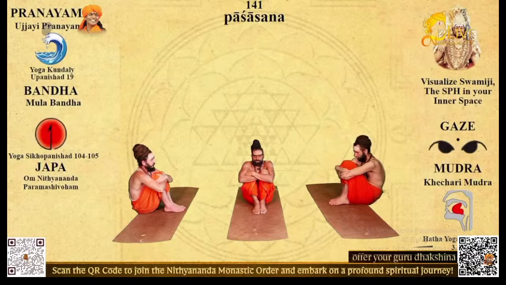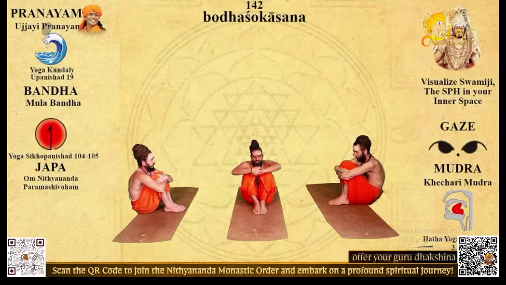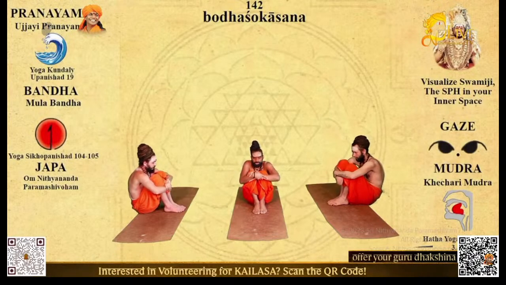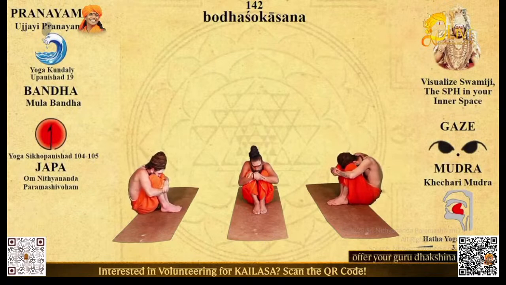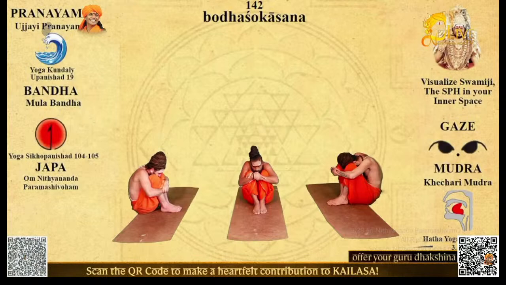The next asana is Bodha Shukasana. From the same position, hold the opposite wrist. Now place the chin onto the knees, gaze to the nose as you perform Kechari Mudra, and the pranayama Ujjayi Pranayama as you inhale, like making a sound of ocean.